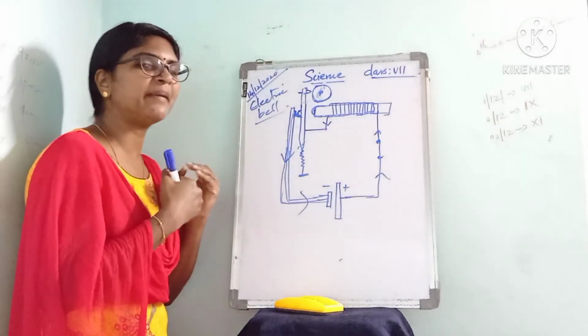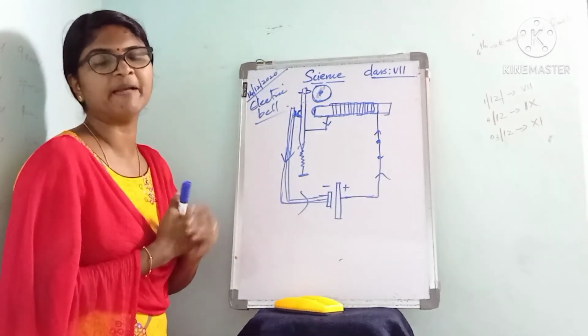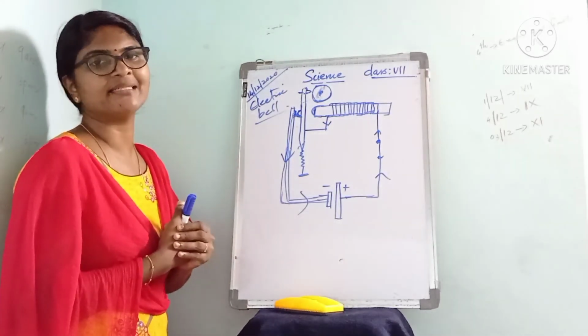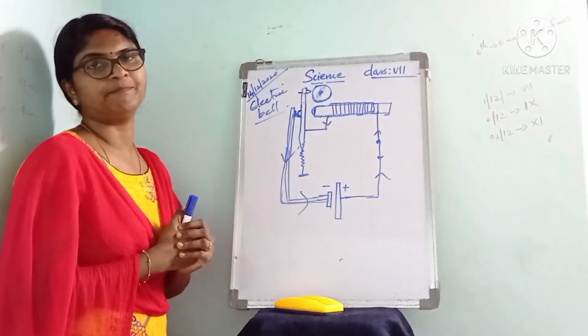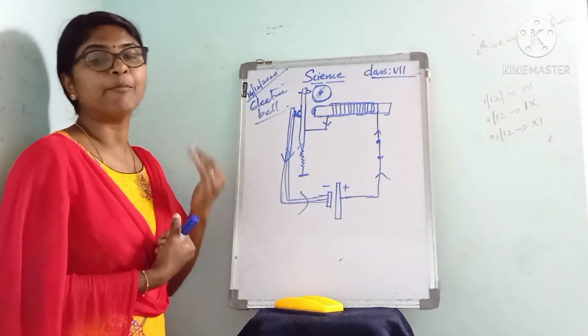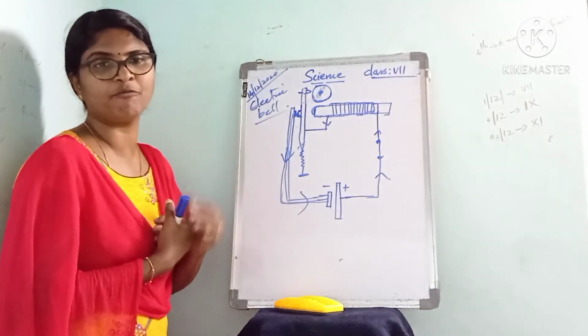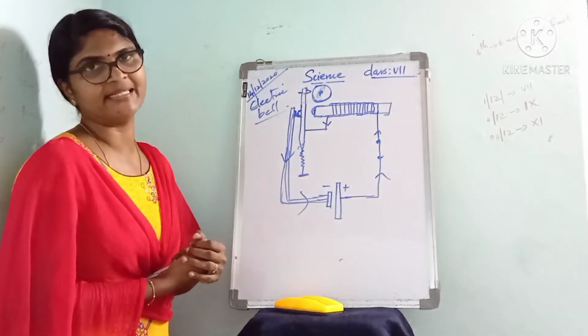Then, what is meant by electromagnet? If electricity passes through a coil of wire, it becomes a temporary magnet, and this temporary magnet is called an electromagnet. Then how can we increase the strength of an electromagnet? If we increase the number of turns of wire wrapped around it, we can increase the strength of the electromagnet.